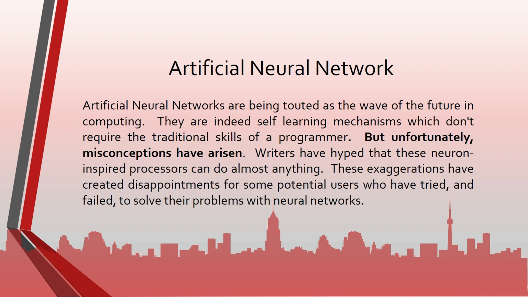It is being touted as the wave of the future of computing. It can be a supervised or unsupervised learning mechanism which doesn't require the traditional skills of a programmer. But there are many misconceptions which have arisen due to people not understanding how artificial neural networks work. Some people hype that artificial neural networks can do almost anything, and this exaggeration will create disappointment for some potential users, or some of you who have tried, failed, and tried to solve problems with neural networks. Thus, it is very important that we know how neural networks work.